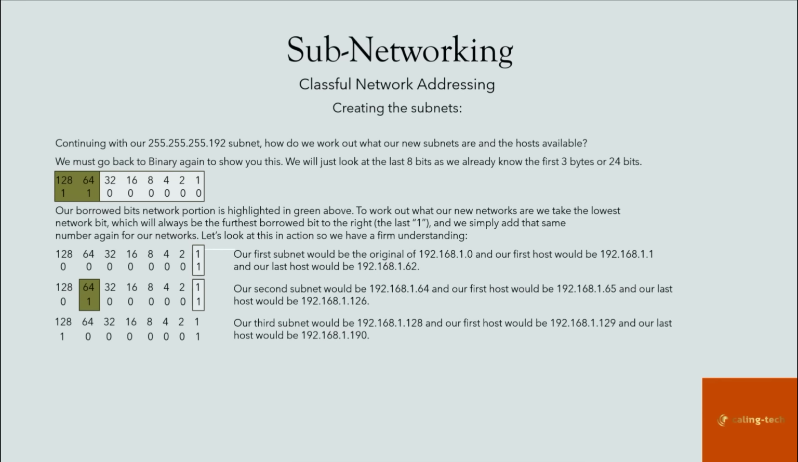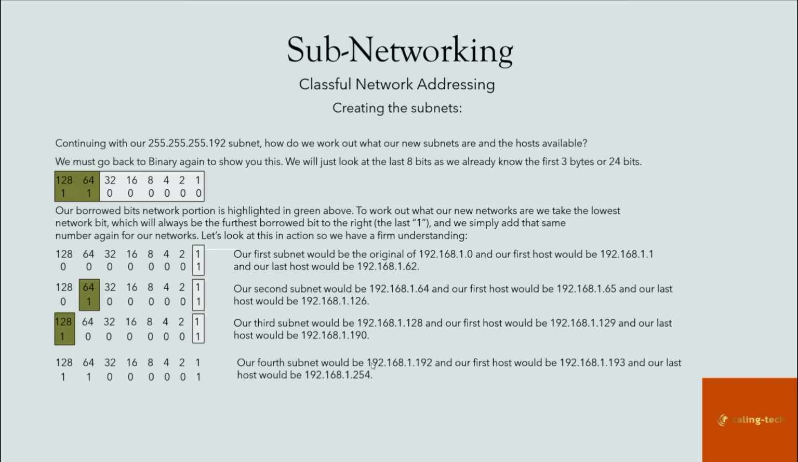And if we look at our third subnet, it would be 192.168.1.128 because we turn this bit off and this bit on. And our first host would be 192.168.1.129 because we add the 128 and the 1 together and we get 129. And our last host would be 192.168.1.190 because we know if we add 64 to 128, we're going to get 192, which will be our next network. Minus 2 off of it and we get 190.